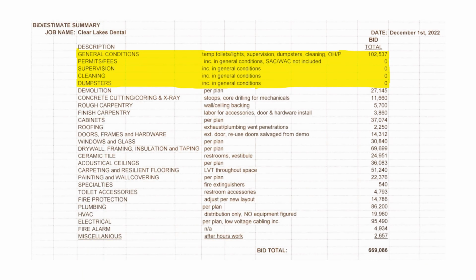After all, they're not going to do the work for free, right? You wouldn't do a crown for free. Everyone's got to eat and live. Oh, and it looks like they just added the permit fees, supervision, cleaning, and dumpsters here as well. It's all included in the general conditions. Permits are those things that the contractors have to apply for with the city so they can build stuff. They can't just willy-nilly build the dental practice. They have to get permission from the city.